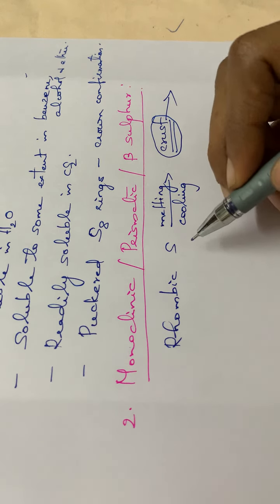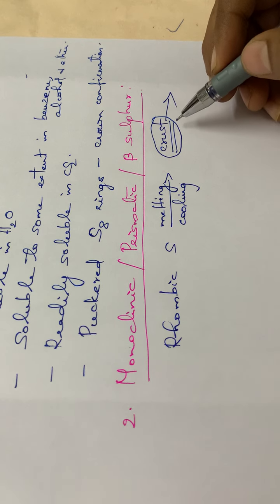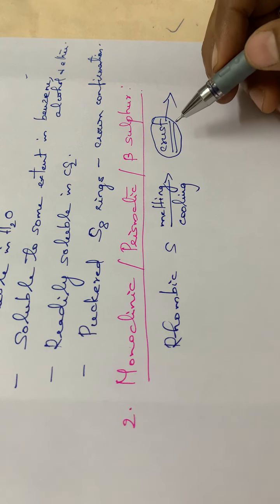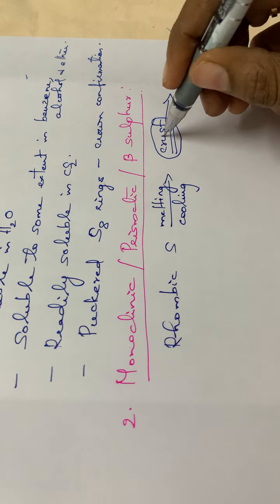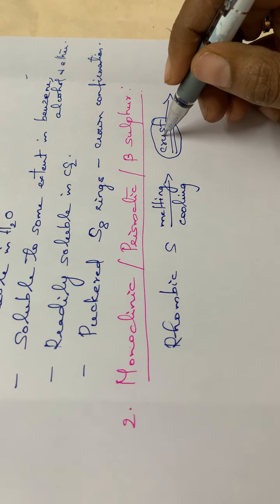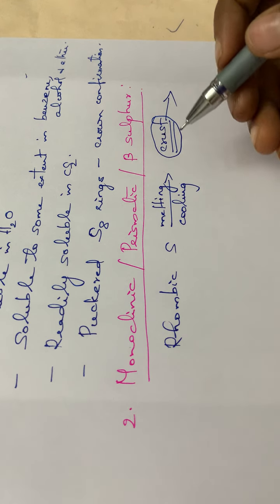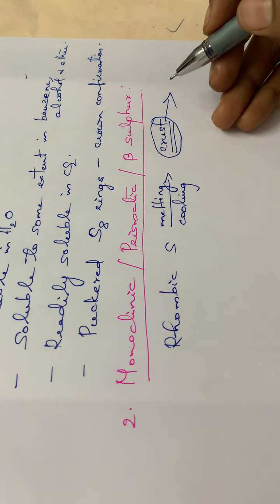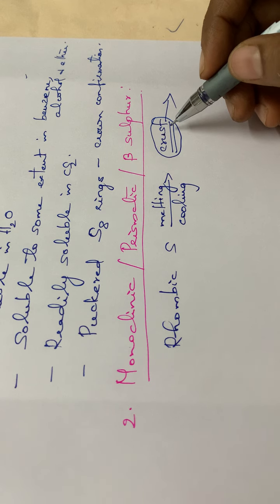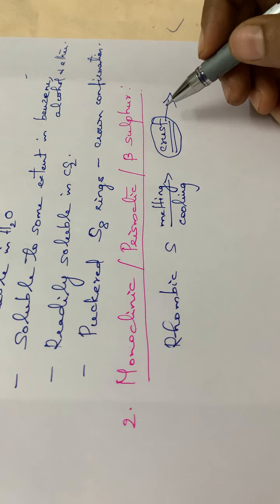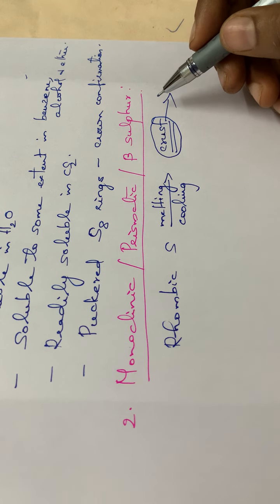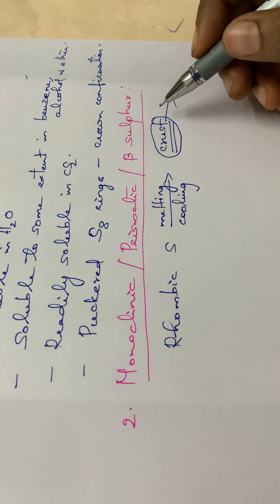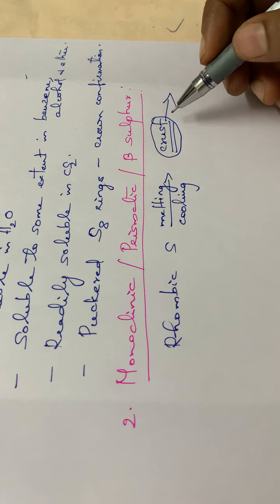So first of all, rhombic sulfur is melted and cooled. On cooling, it becomes a crust-like form on the surface. When we make two holes in the crust, the liquid sulfur lying underneath, which is not solidified, can be poured out through these holes. And on removing the crust, we can see colorless needle-shaped crystals of beta sulfur.